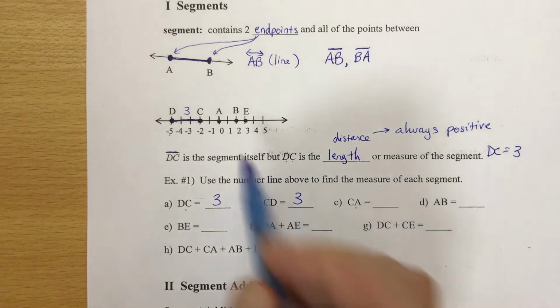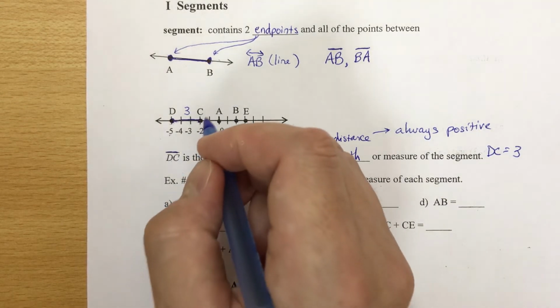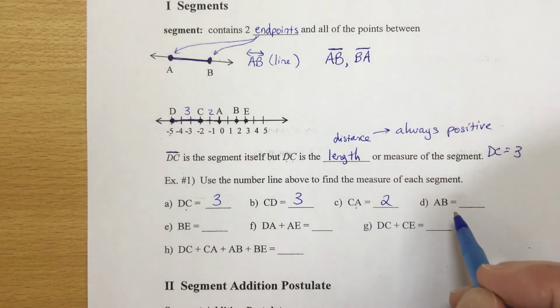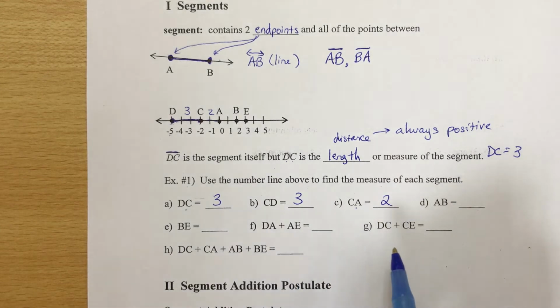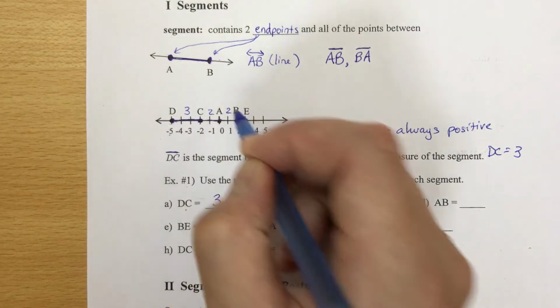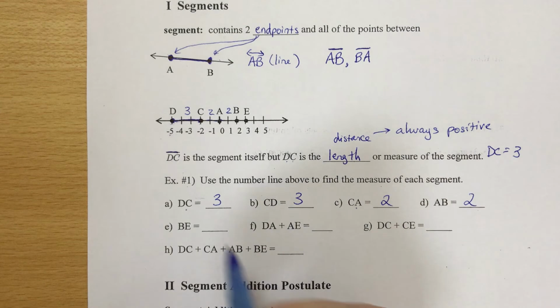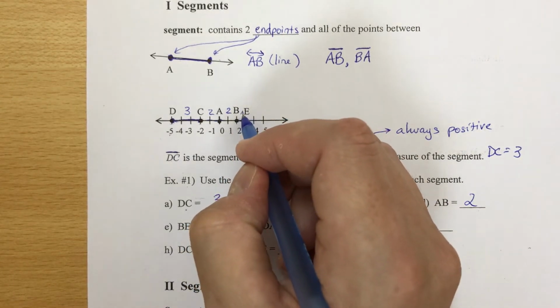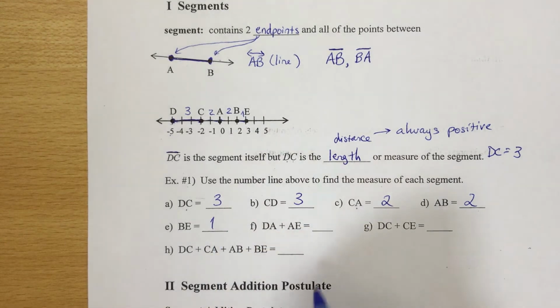Okay, CA. From C to A is 2. And go ahead and pause it. You can do all of these here. And then unpause and see if we agree. The length of AB, from A to B, is 1, 2. The length of BE, from B to E, is just 1 space. That's 1.